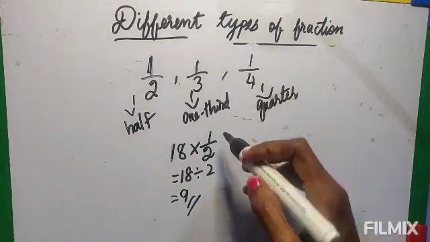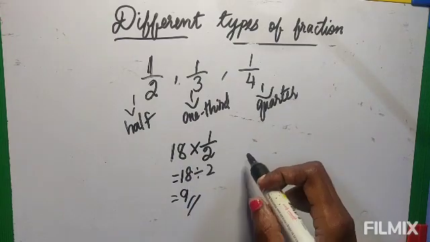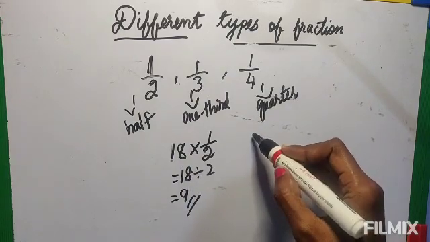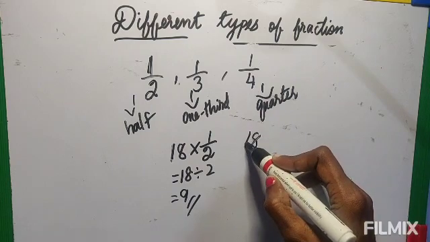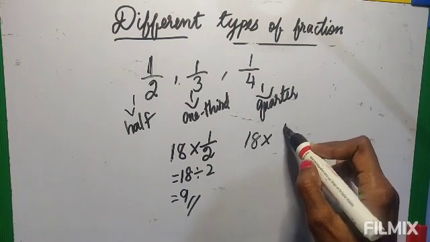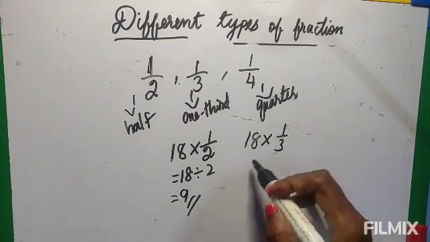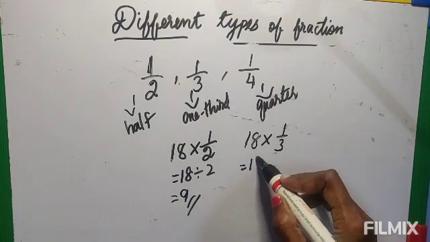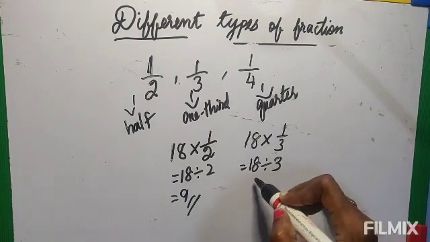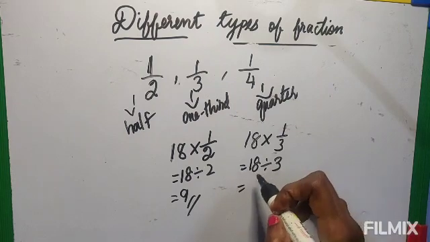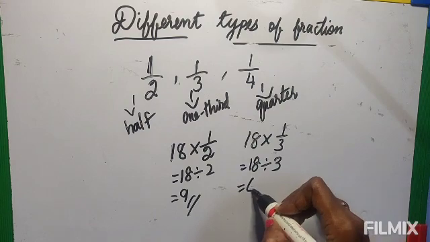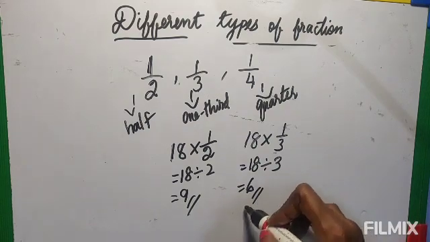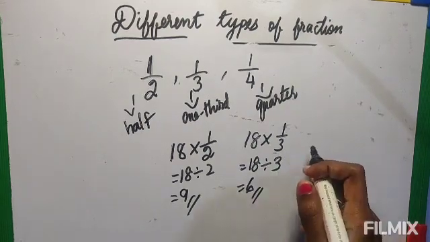Again, to find 1/3, for the same thing you can write 1/3 also. So now find the 1/3 of 18. Find the 1/3 of 18 means 18 into 1 by 3. So you have to divide by 3. So 18 divided by 3. How many 3's are 18? 6 3's are 18. So 6 is the answer. 6 is the 1/3 of 18.